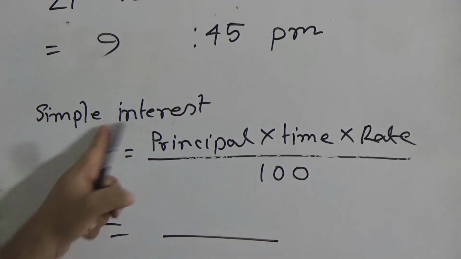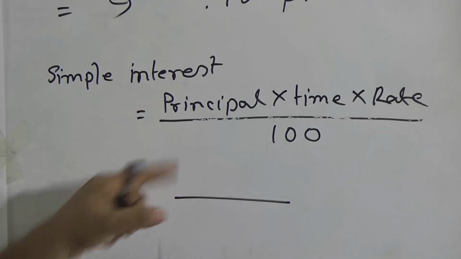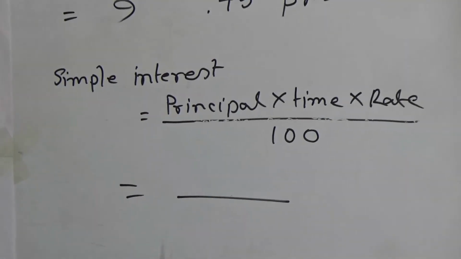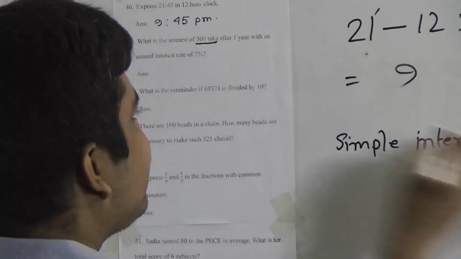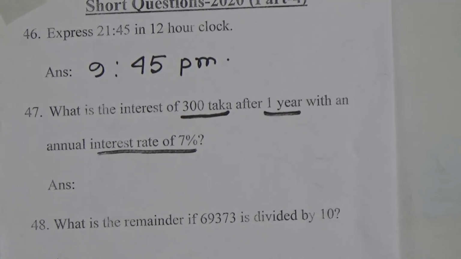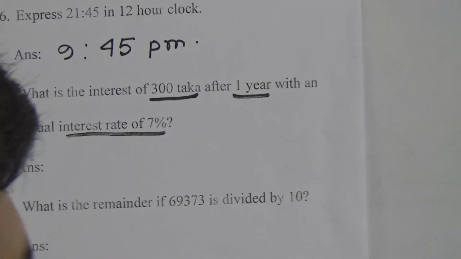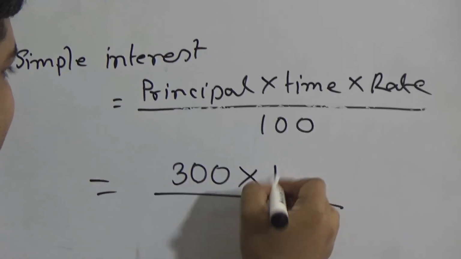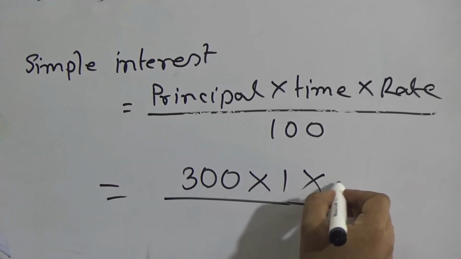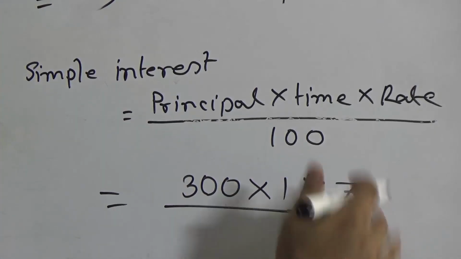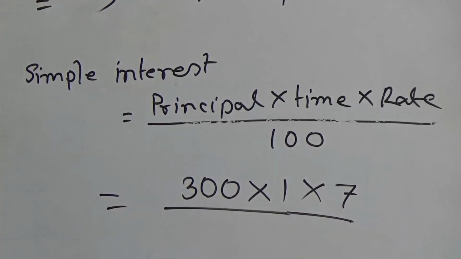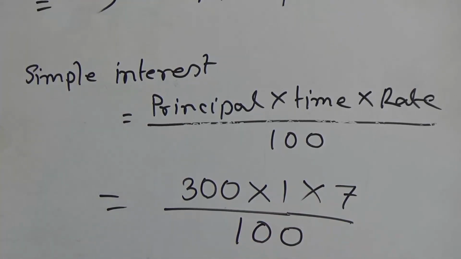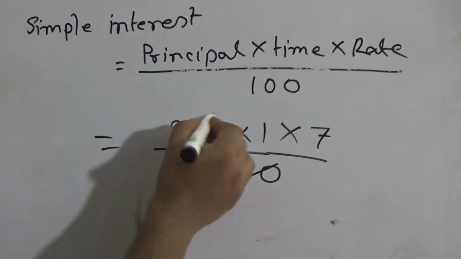We need to find out the simple interest. Here, notice, the principal is 300 taka, the time is 1 year, and the rate, that means the interest rate, is 7%. Now we put the values of principal, time and rate in the equation. We don't write percent here because we have already written 100. Now we cut 300 by 100 and we get 3.